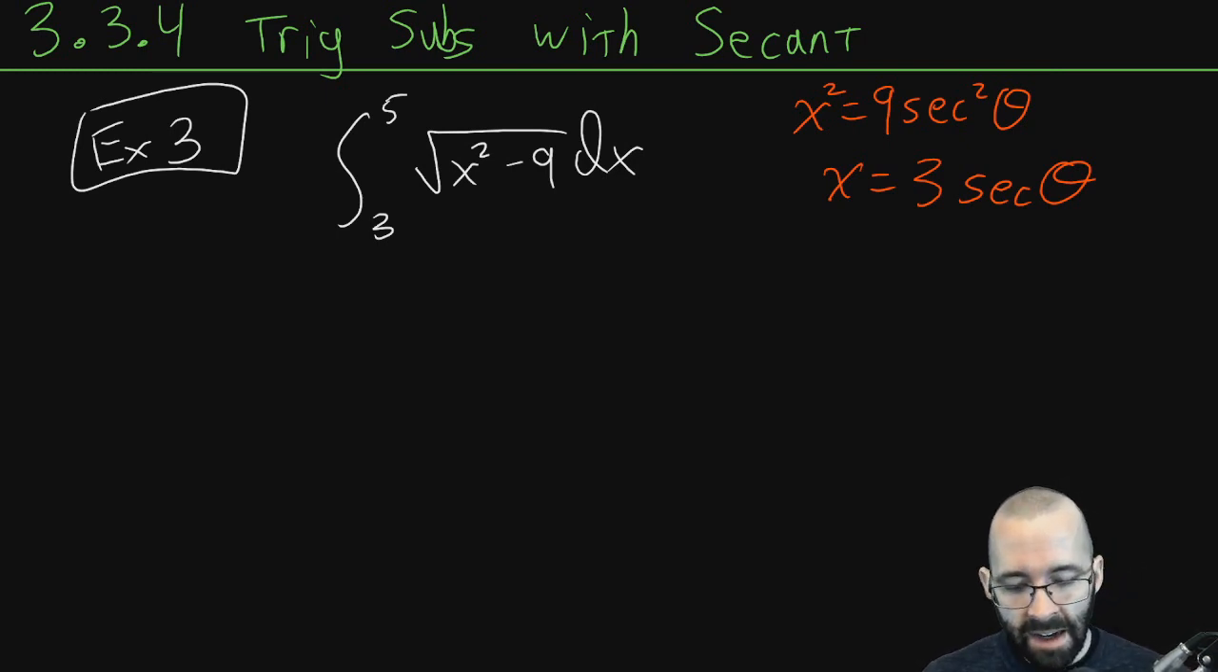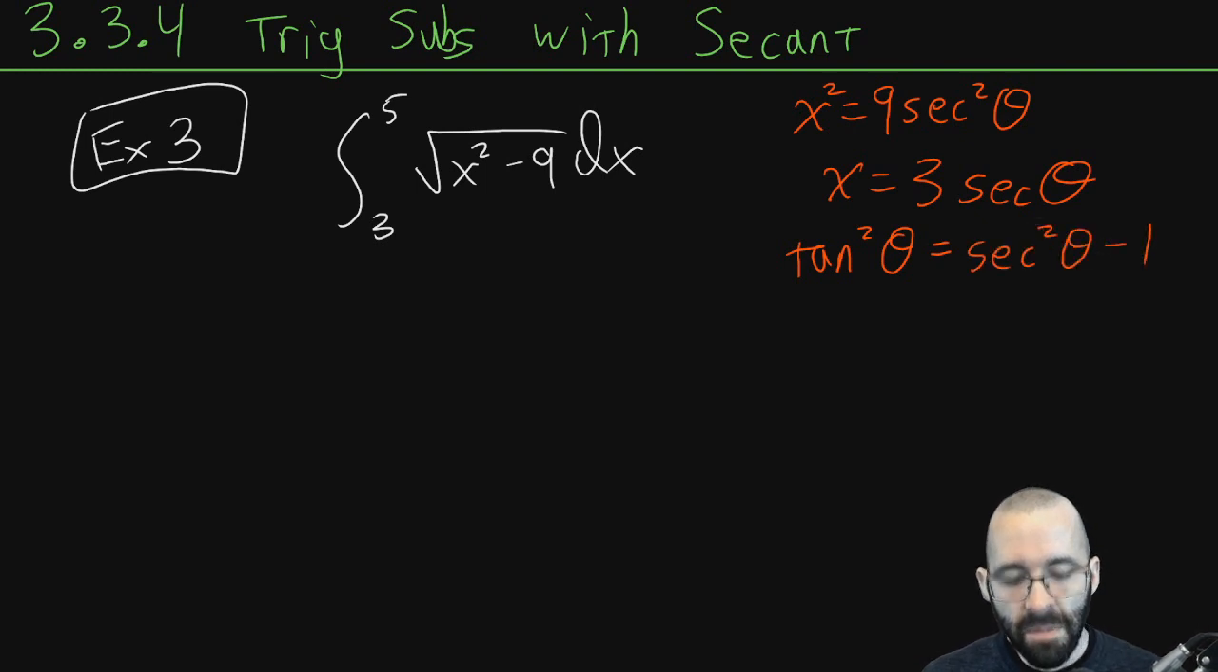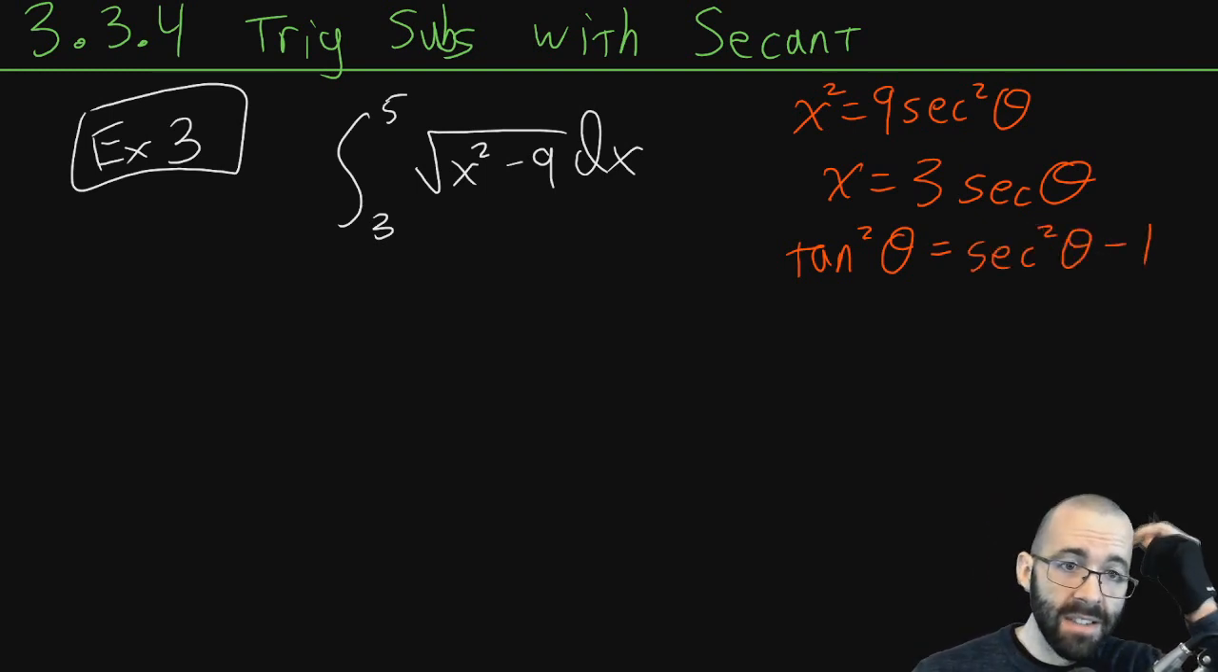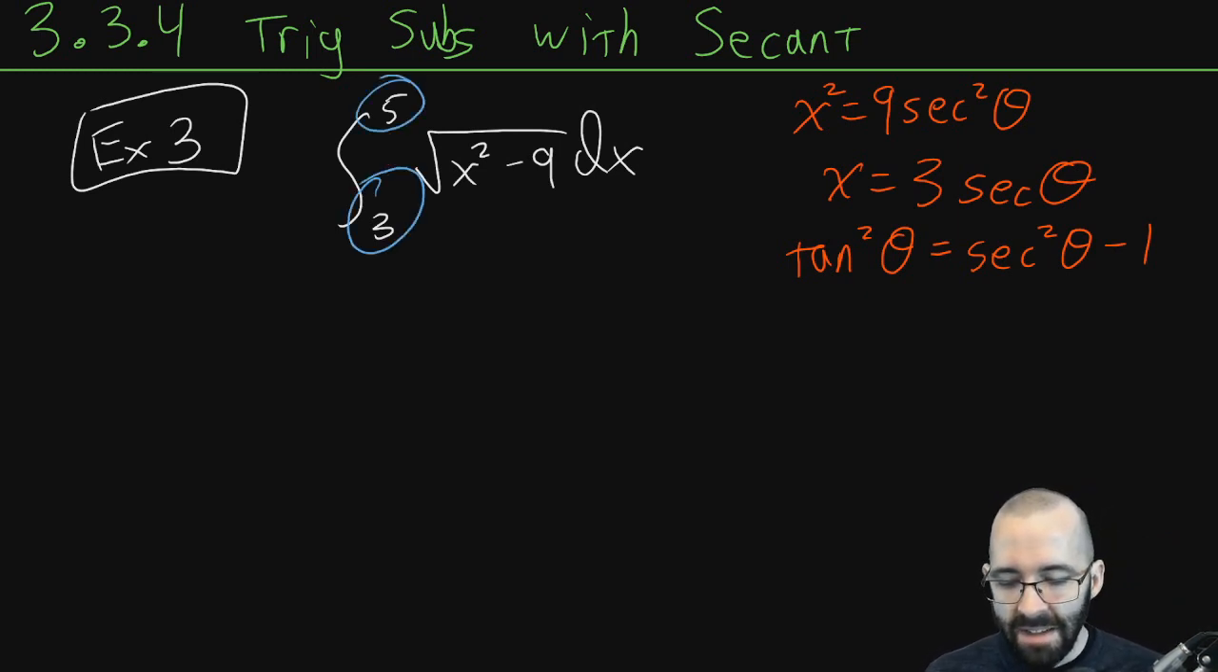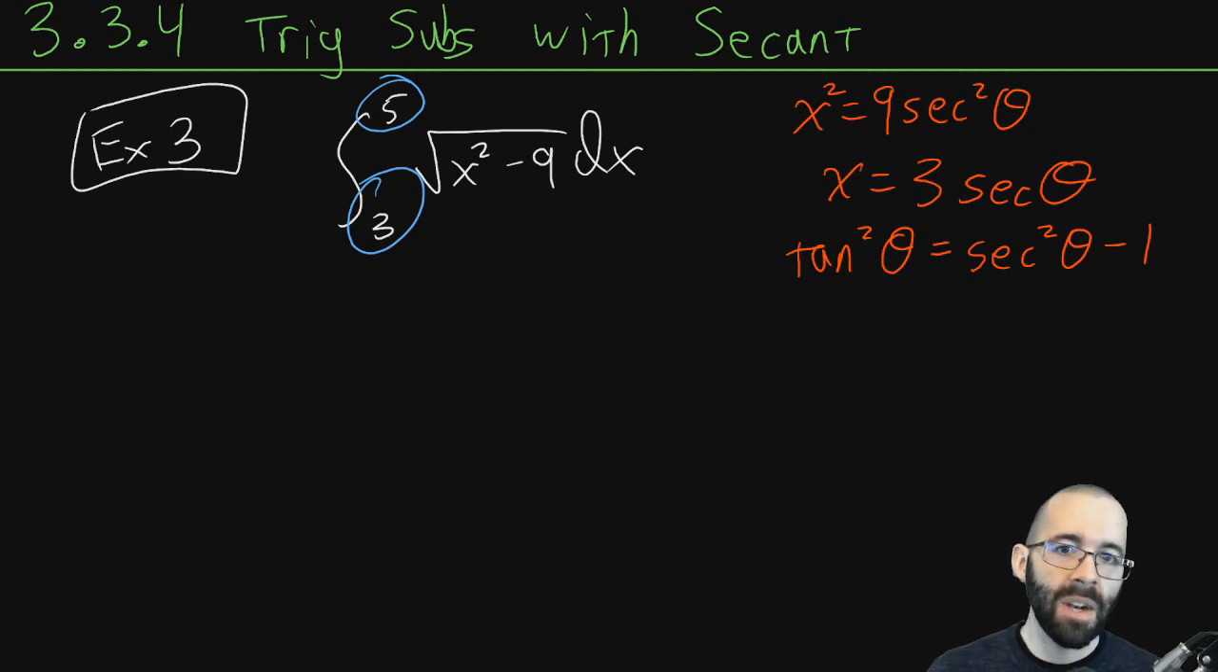And again, the thing we're trying to use eventually is that tangent squared of an angle is secant squared of that angle minus 1. That's going to be very useful for us. As a side note, let's make sure this integral makes sense. Does the integrand make sense from 3 to 5? Yes, it does. When x is 3, we have 0, which is okay. And when x is 5, we have something positive in the square root, which is okay.